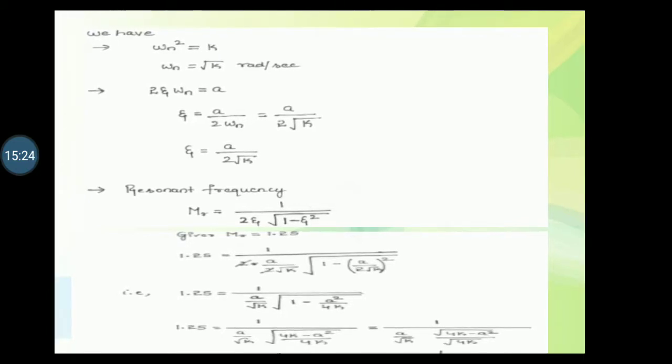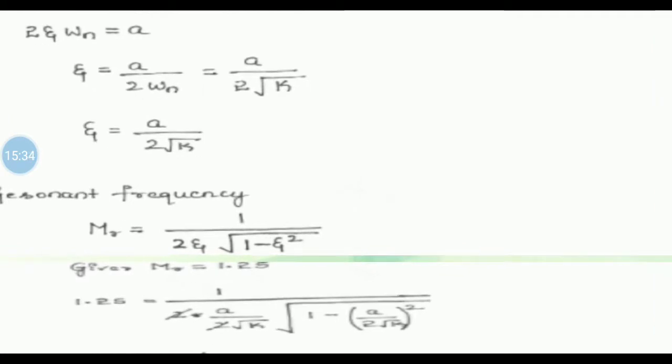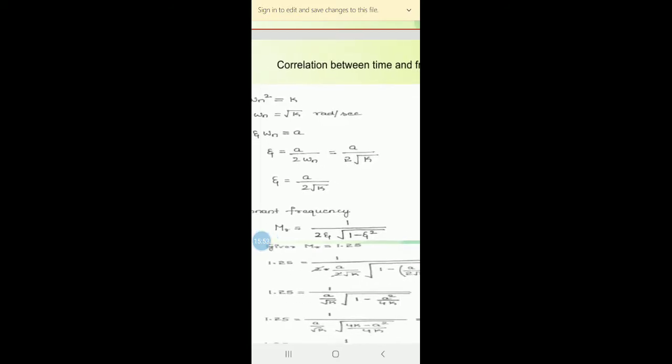Resonant peak Mr is equal to 1 divided by 2 damping ratio into root of 1 minus damping ratio square. Given Mr, I think Mr is given as 1.25. I think in the statement of the problem it is given here, no? Mr is 1.25, given.